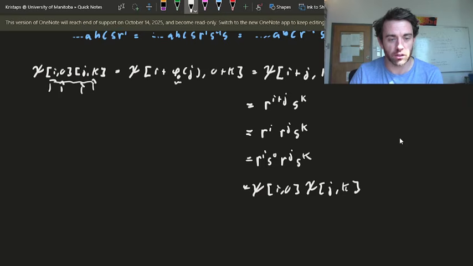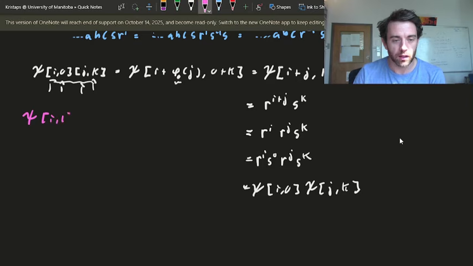The only other case is when the 0 is a 1. So let's do that case. So we have psi of (i, 1), (j, k). This is going to now be psi of i plus phi at 1 acting on j, 1 plus k.